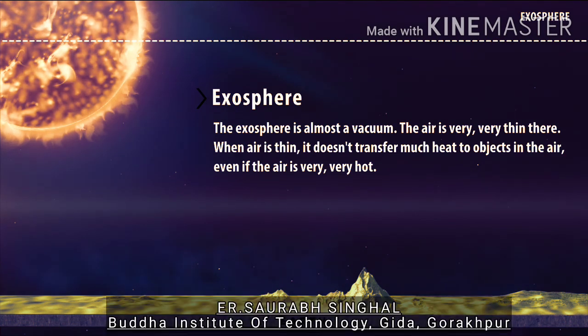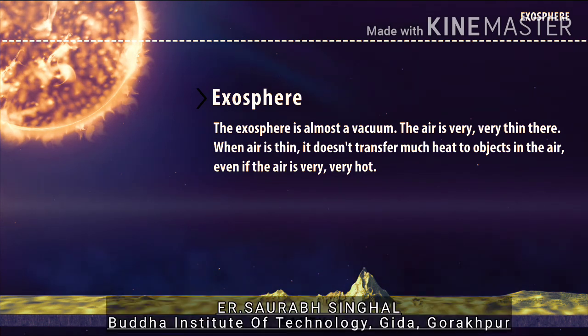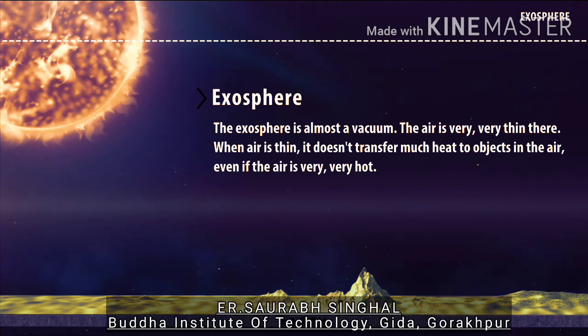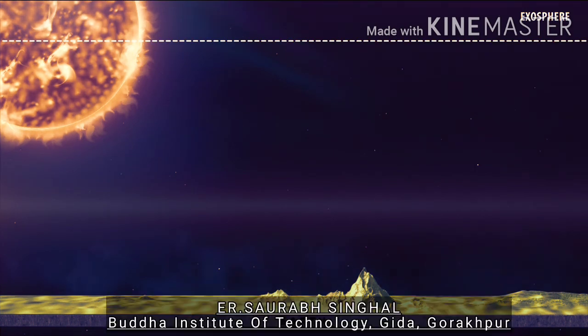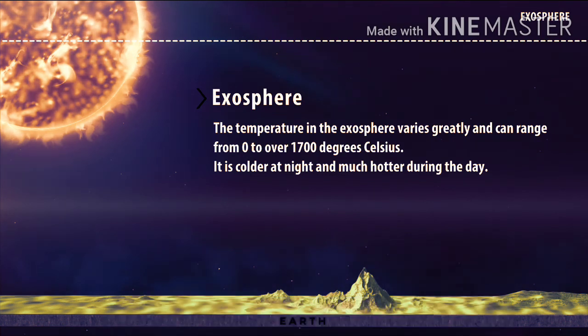The exosphere is almost a vacuum. The air is very, very thin. When air is thin, it doesn't transfer much heat to objects in the air, even if the air is very, very hot. The temperature in the exosphere varies greatly.